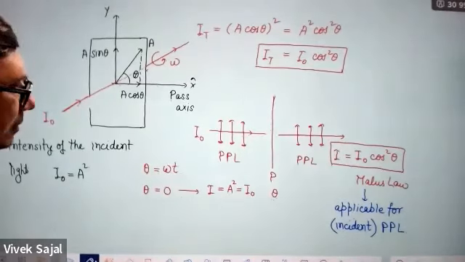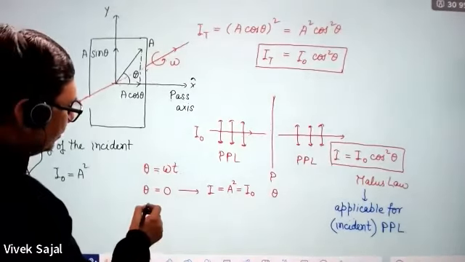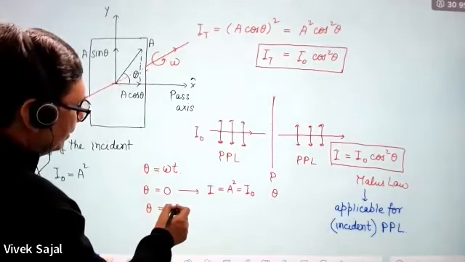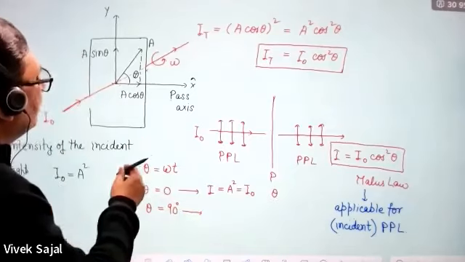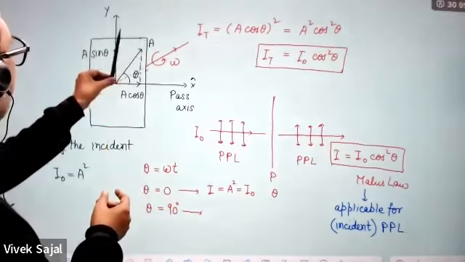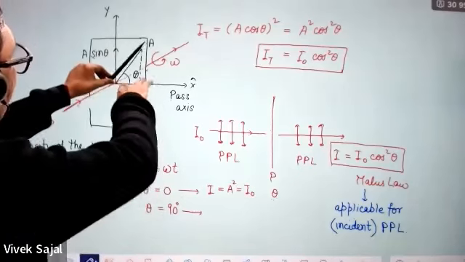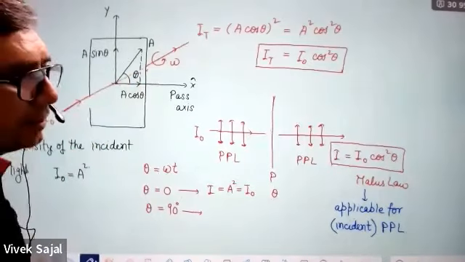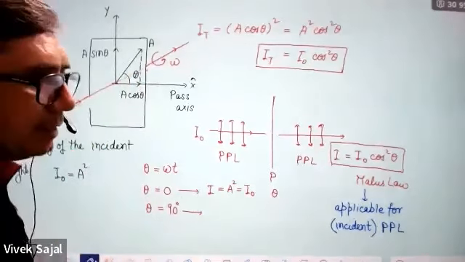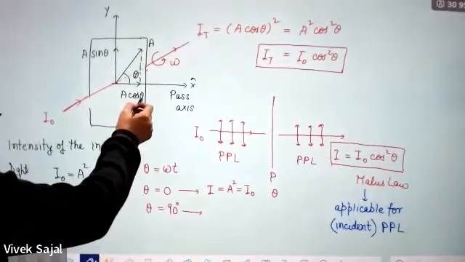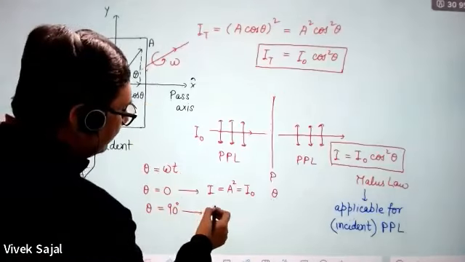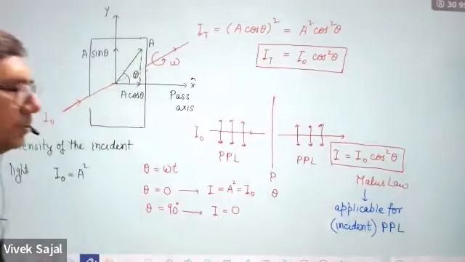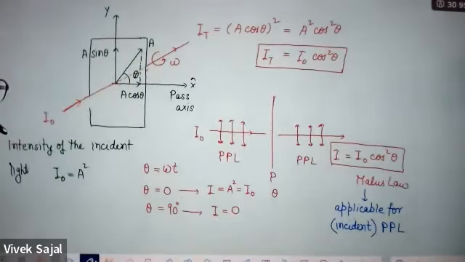Now, when theta becomes 90 degrees, the path axis is becoming perpendicular to this electric vector. In that case, cos 90 is 0 and the intensity is going to be 0.